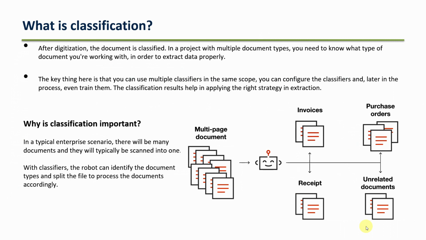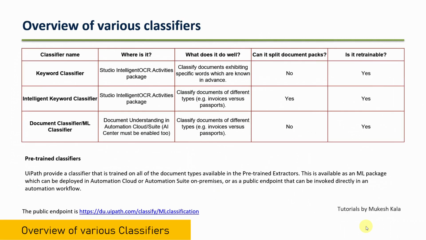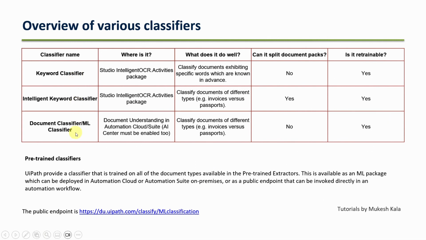Okay, so this is what we have seen: what exactly is a classification and why it is important. Now, there are different kinds of classifiers available. The keyword based classifier we have just used, the intelligent keyword classifier, and the ML based classifier as well. Now the second column is where it is.